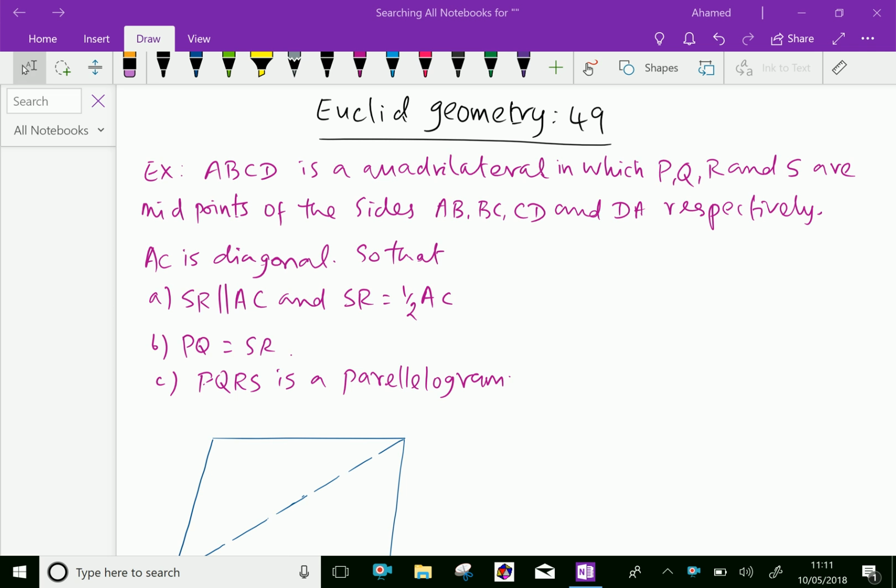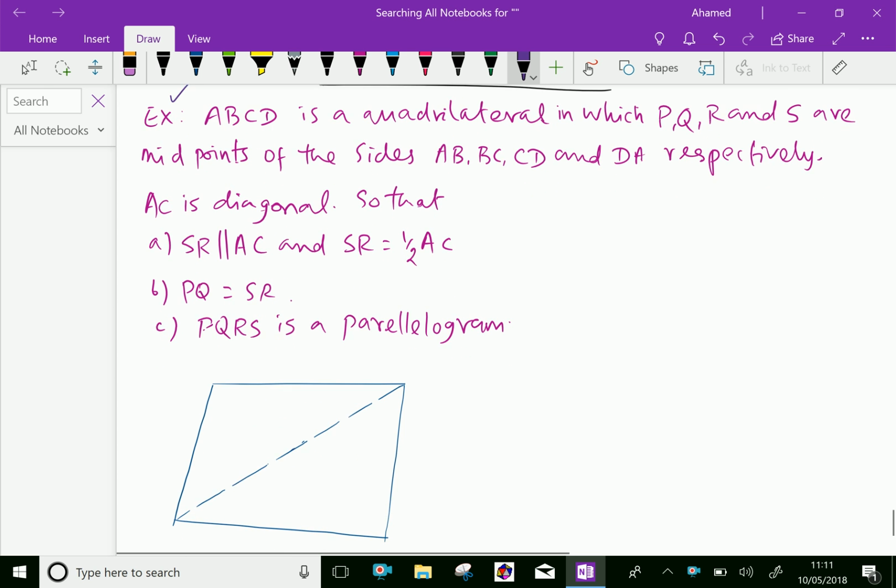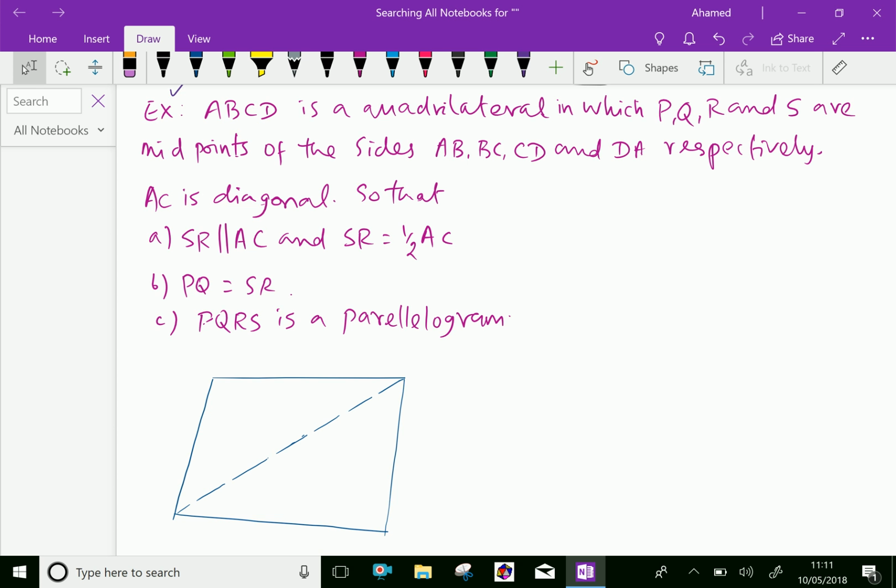Example. ABCD is a quadrilateral in which P, Q, R and S are midpoints of the sides AB, BC, CD and DA respectively. AC is the diagonal. Prove that A, SR is parallel to AC and SR equals half AC. B, PQ equals SR, and C, PQRS is a parallelogram.